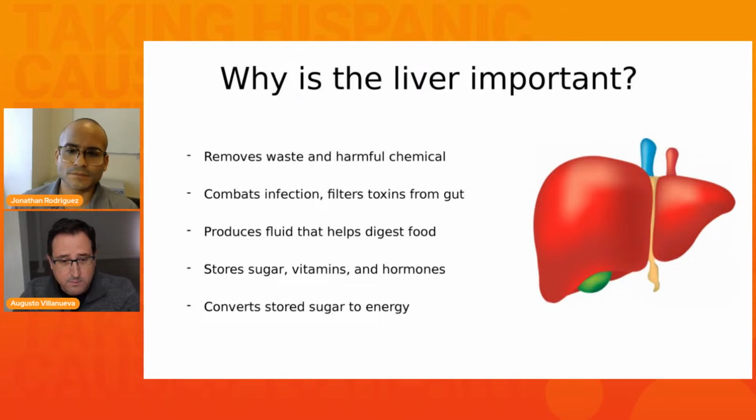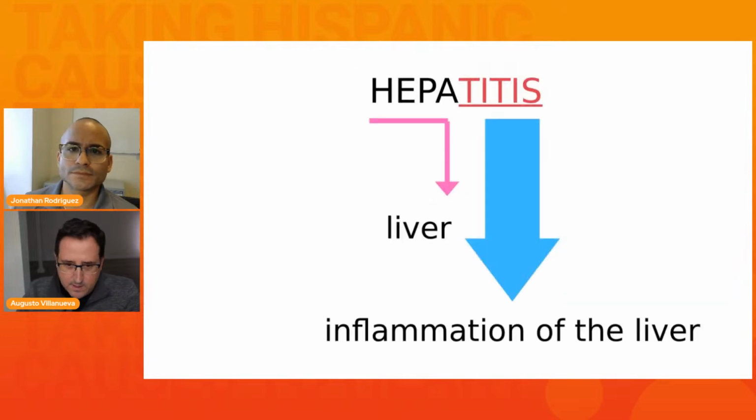It produces a fluid called bile that helps with digestion of fats. It's also very important to store sugar, vitamins, and hormones. It's a factory that produces a lot of fundamental proteins that are key to combat infections and to help with the clotting system. And it also converts stored sugar to energy. It's a very effective machine to produce energy in a short period of time. So that's why it's very important to keep the liver safe.